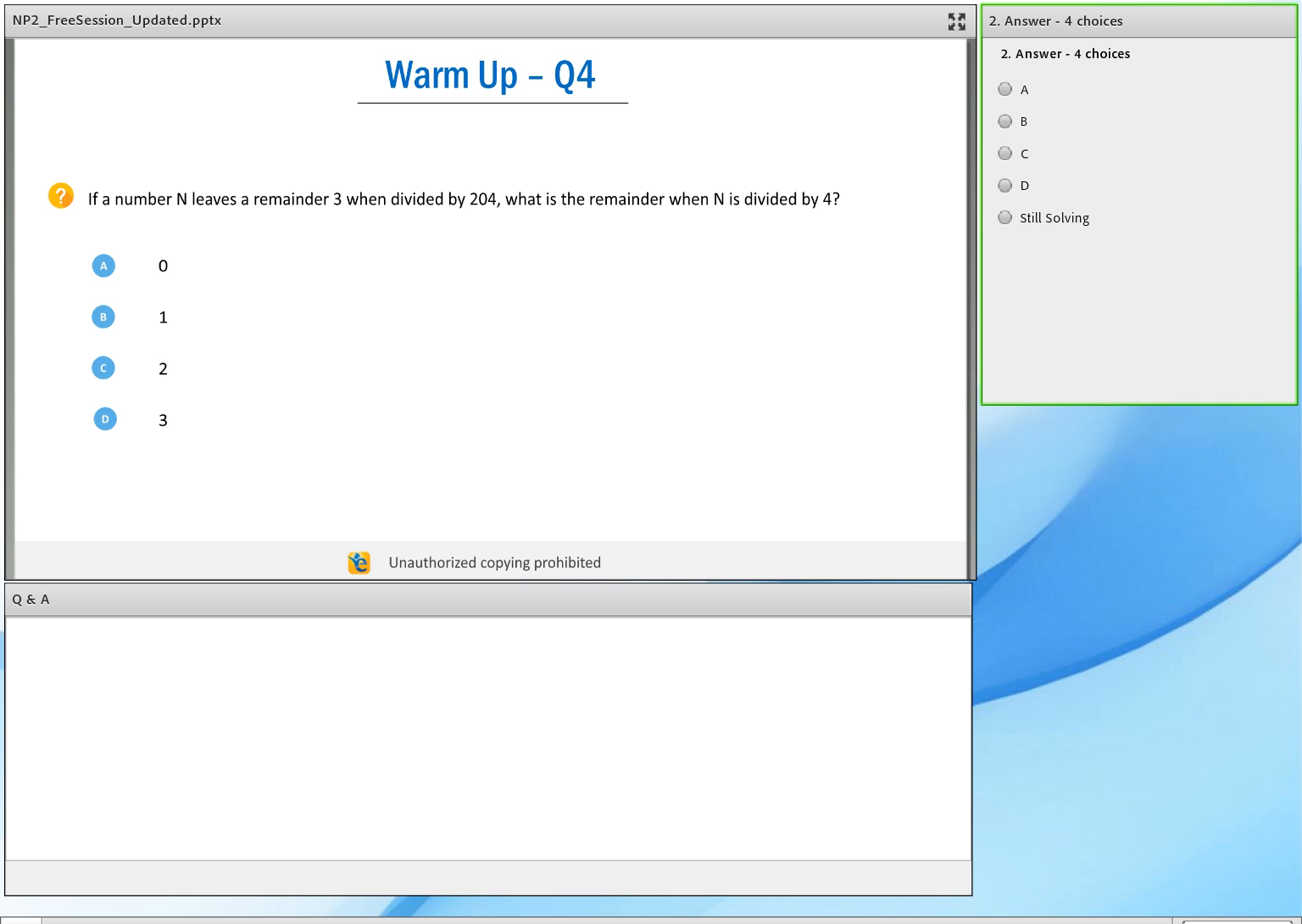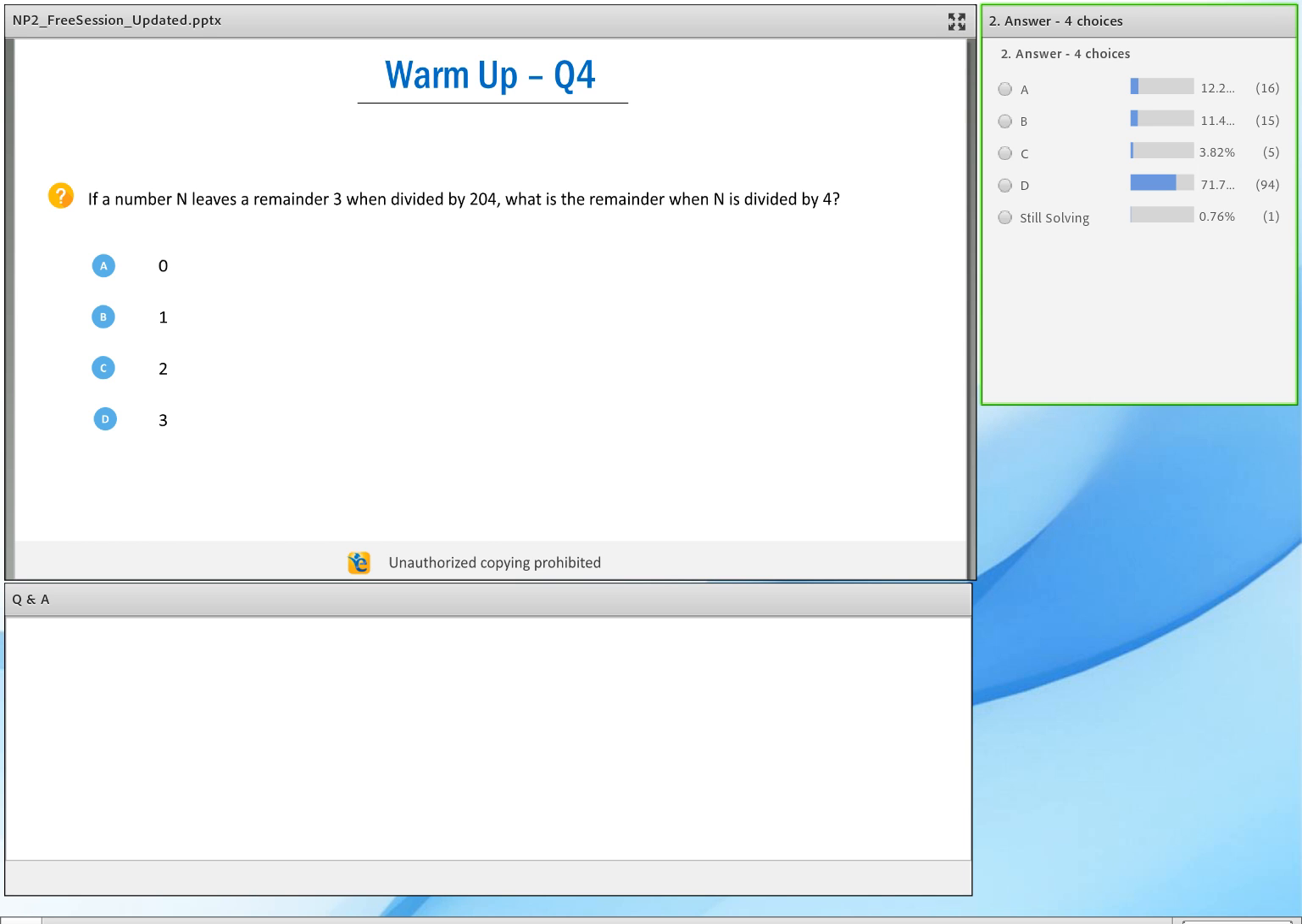3, 2, and 1. Let me end the poll. I'm going to broadcast the results over here. So you can see 72% of the class got it right. The answer is choice D, which is 3.